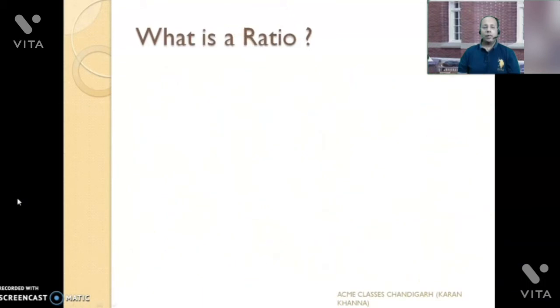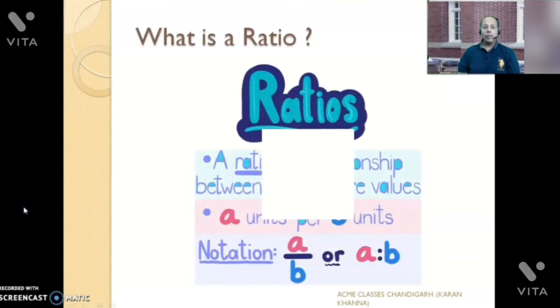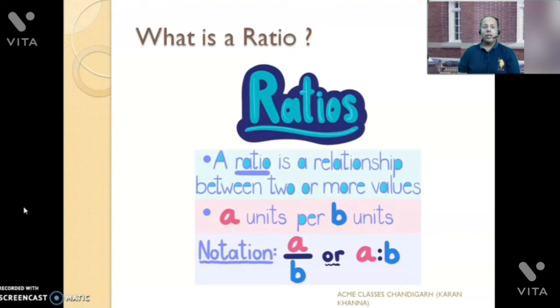So before we even start the concept of trigonometry, we need to discuss what you understand by the term ratio. So let us see. A ratio is a relationship between two or more values, and it's a comparison of two or more values. So A units per B units is the ratio.